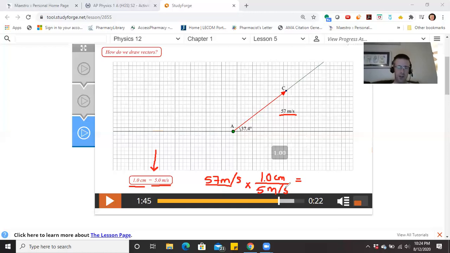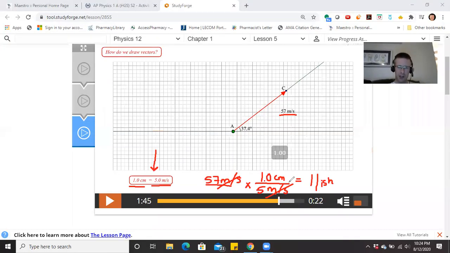factor, the units meters per second will cancel, leaving you with units of centimeters. So if I multiply 57 by 1 divided by 5, I'm going to get an answer. It's going to be about 11 point something. I don't have my calculator with me, but it's going to be 11-ish. And we're going to check our answer because they're going to solve this for us in the video. But I'm thinking it's about 11-ish.